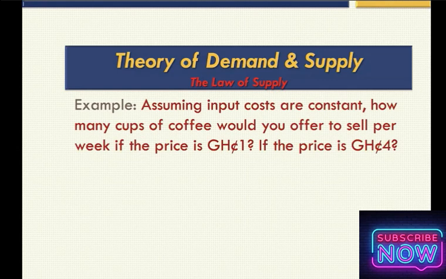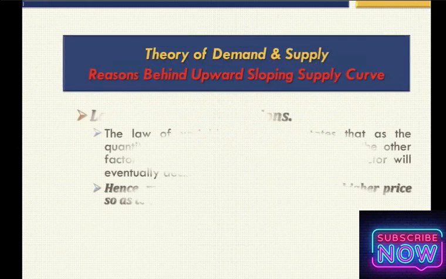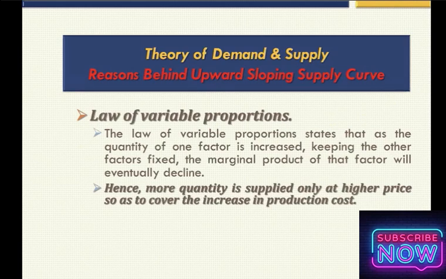Please lower your hand for me, Bismarck. Any other person with another view or to add to what Bismarck has said? Okay, so we all agree with Bismarck that indeed the person is likely to supply the good when the price is higher. So what is the reason for the upward sloping supply?